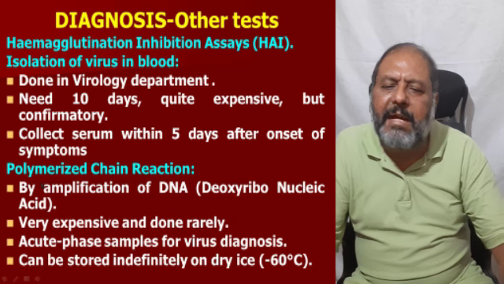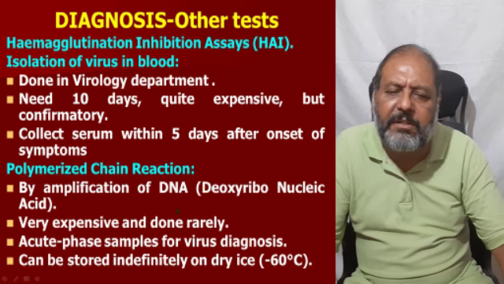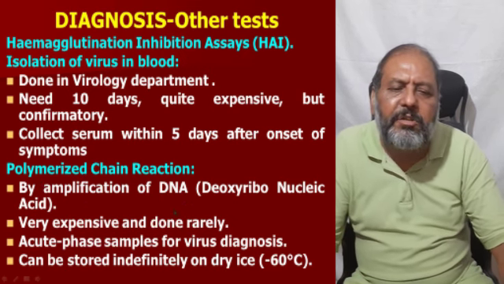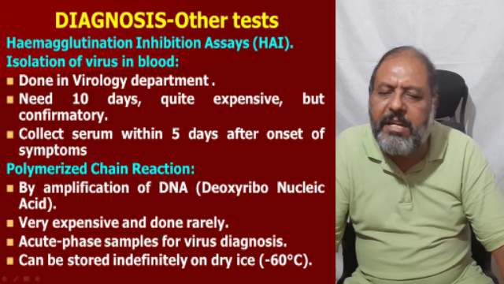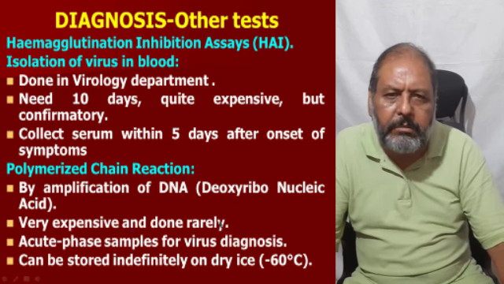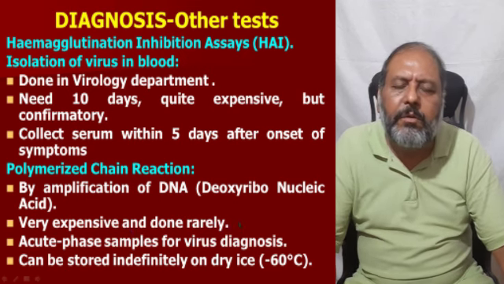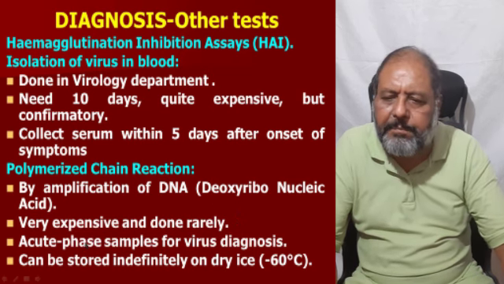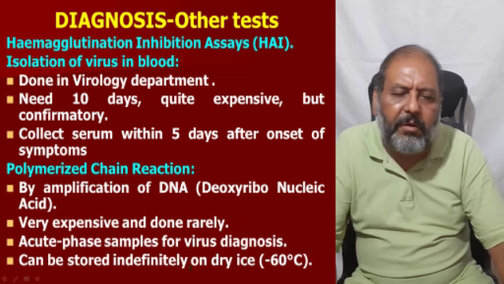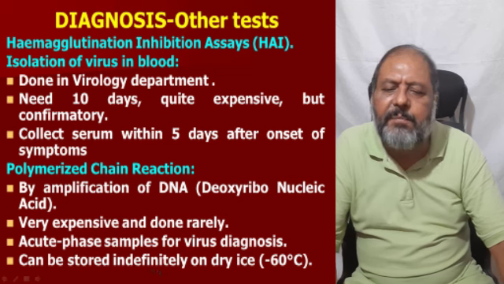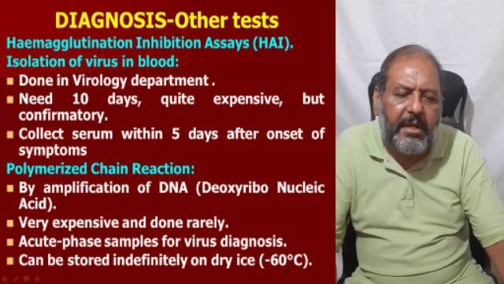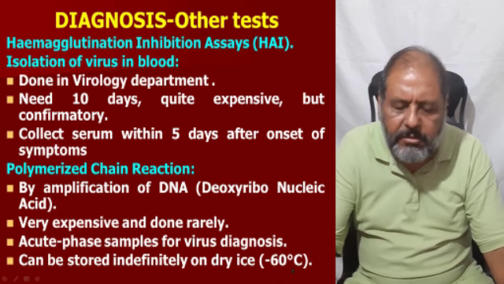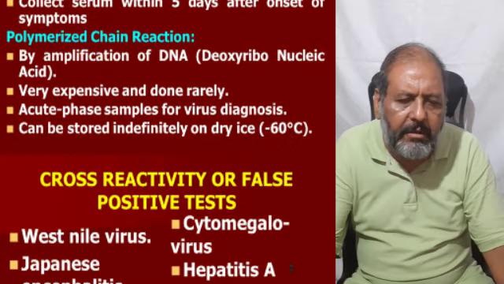Then polymerase chain reaction, by amplification of the DNA, deoxyribonucleic acid, is very expensive and done rarely. And this facility is not available in every city and every lab. Acute phase sample for the virus diagnosis can be stored indefinitely on dry ice, at minus 60 degrees centigrade.